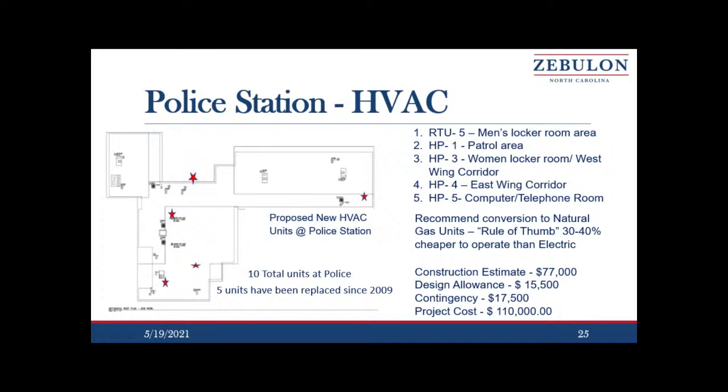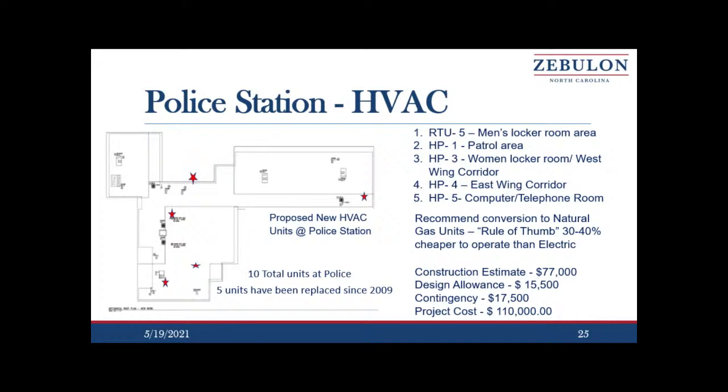Two projects that we're going to talk about tonight that are recommended in Mr. Moore's budget is the police station HVAC. This facility is right at 15,000 square feet. It has 10 HVAC units on the top of the roof or mounted to the side. Five of those were replaced in 2008, 2009 with the renovation, and now they're 14 years old in the next fiscal year. So we are recommending to replace those five noted here.